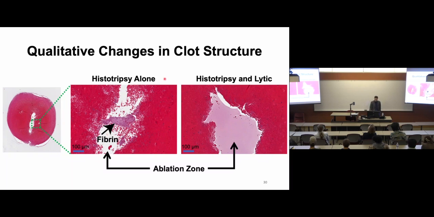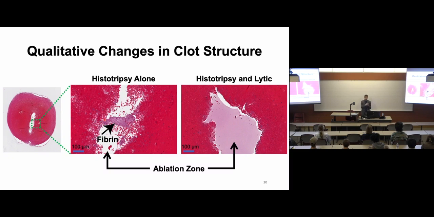The difference, though, was that in the histotripsy alone case, we had these swaths of fibrin that were left over, meaning that structure was left behind. Whereas in contrast, for the histotripsy and lytic case, the ablation zone was relatively free of anything. Now, this is important because in the histotripsy alone case, it's possible to recanalize the vessel. You can create a channel through the clot. Flow can be reinitiated. But the point is that this fibrin mesh that's left over is thrombogenic, meaning that a patient over time, even though initially the vessel is recanalized, will rethrombose.